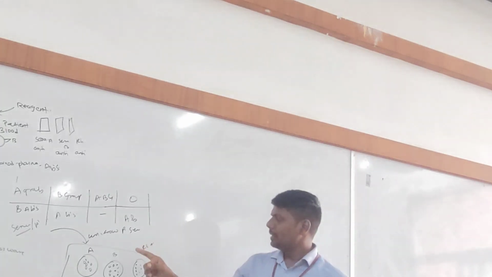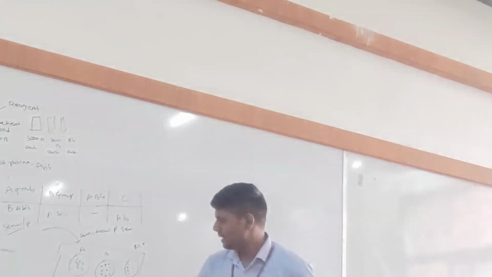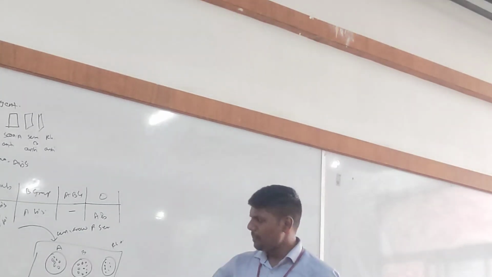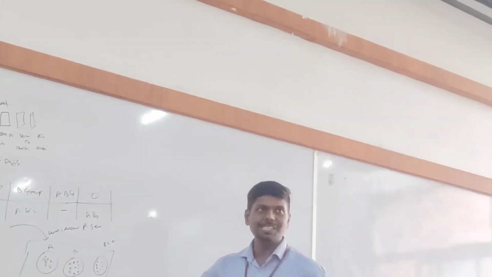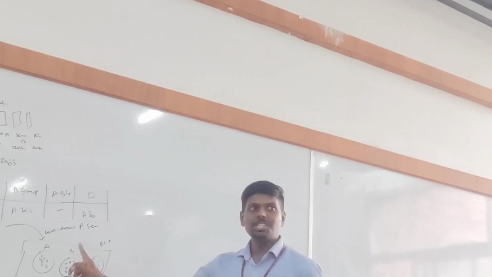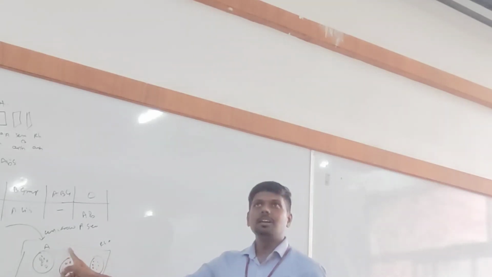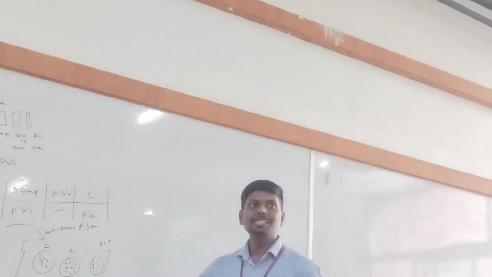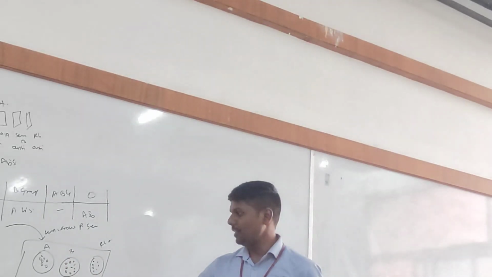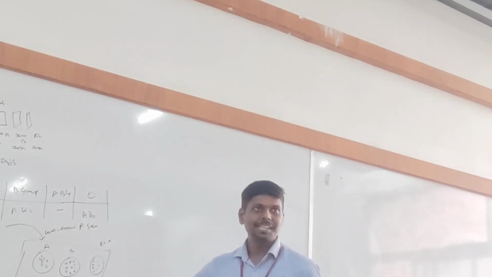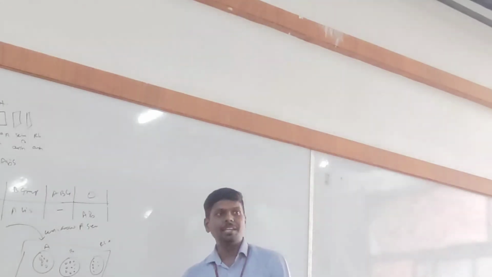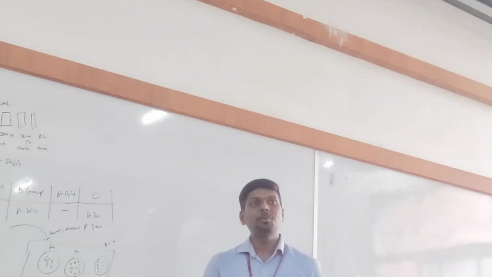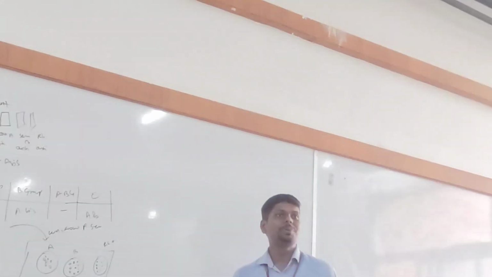So I got a reaction here. That means the patient has B antibodies. The patient serum has B antibodies, and the B antibodies reacted with the B antigens. If the patient has B antibodies, what is his group? A group. So that is why this is A group.